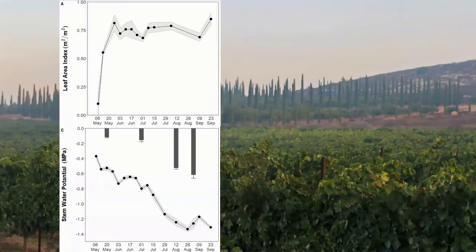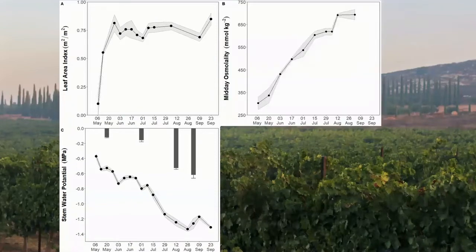Now, we spoke earlier about acclimation or osmotic adjustment. So this is midday osmolality, and it increased dramatically throughout the season from 300 millimoles per kg up to 700 millimoles per kg. It more than doubled itself throughout the experiment, kind of in agreement with what I showed you earlier.